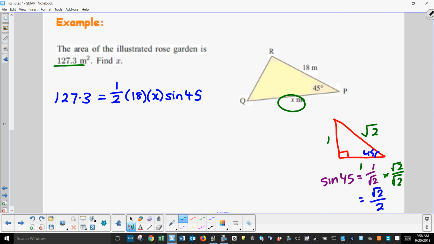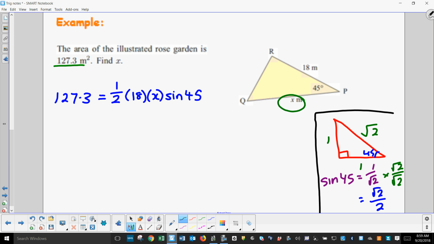If we had a nice area here, like if there wasn't 127.3, it might have been a nice one to work out by hand. Do you want to try to work it out without a calculator for now? If you were to work it out without a calculator, what would you do first? There's multiple things you could do. Do half times 18. Multiply. Yeah, that's a good idea. Multiply by 2. Yeah, you could do both things.